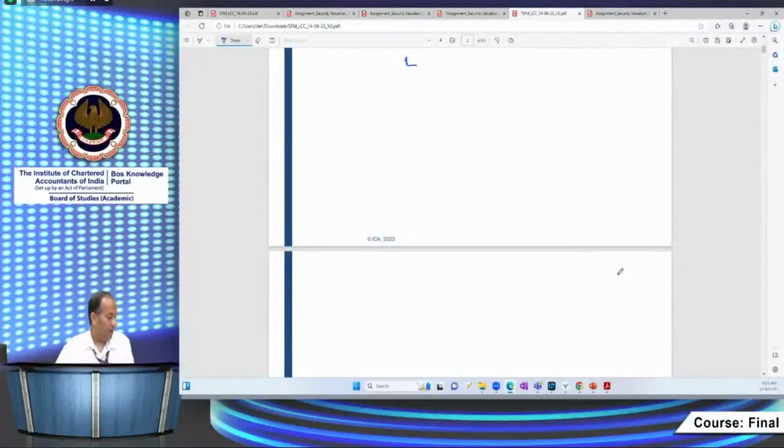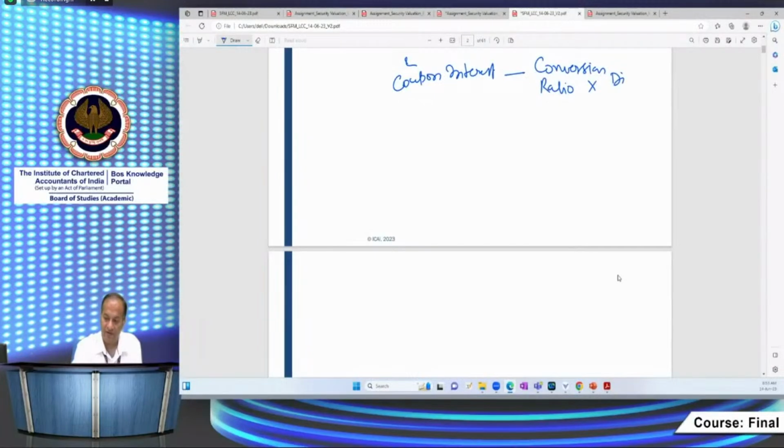Thank you. Okay, welcome back, students. As earlier we were discussing the favorable income differential per share. Now let us see how we compute the same. Coupon interest minus conversion ratio into dividend per share, divided by conversion ratio.